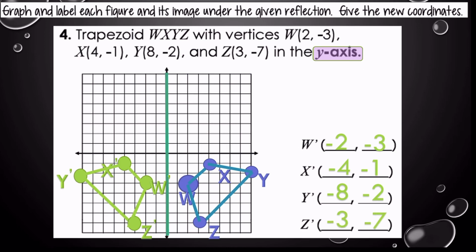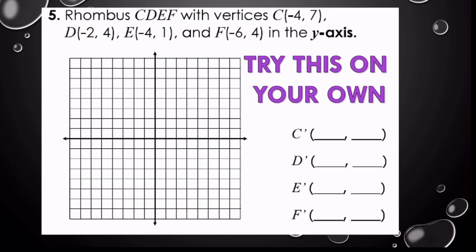Look what's happening. I went over the y-axis, so I'm not changing my y. My y is staying put. I'm changing my x. So you've done 4 examples with me. I want you to pause this. I want you to try this on your own. I'm going to be looking for the highlighting of the line of reflection. I need to see your pre-image labeled. I need to see your image labeled, and I need to see the new ordered pairs.